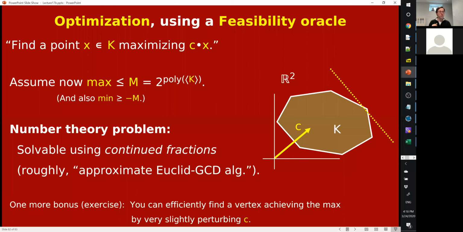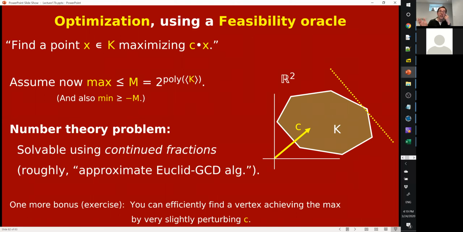And as one more bonus exercise for you, I'll let you think about this one. You might wish to also find a vertex which achieves this optimum value. And once you know the optimum value, you might think, oh, I'll just throw in a constraint saying c dot x equals that optimum value. But this doesn't quite work. What could happen is that c might be parallel to some facet of K. So your solver that gives you back a feasible solution might give you something in the middle of the facet instead of a vertex. But as an exercise, you can actually find a vertex by very slightly perturbing c.